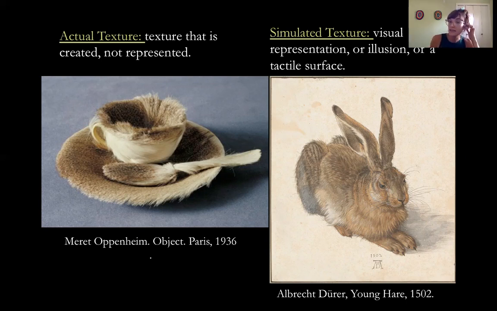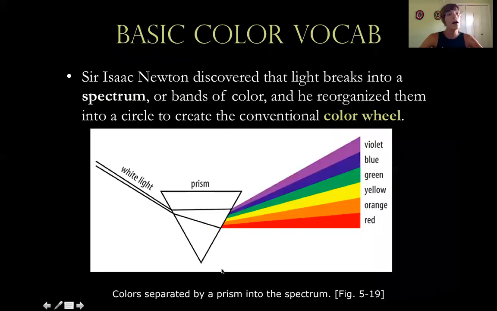Well, this is realistic, right? But if you actually touched the drawing, if you actually touched the print, it would be flat, right? This is a simulated texture. There's the illusion of a tactile surface, but it actually would be smooth. So that's simulated texture.